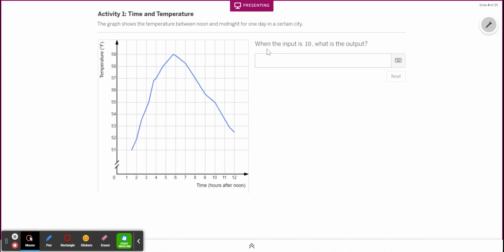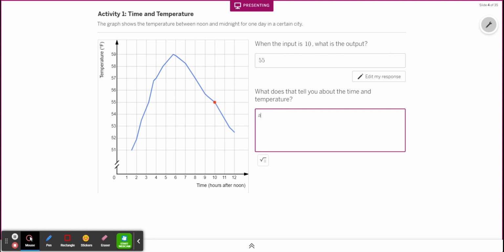Okay, when is the input 10? What is the output? So remember, the input is hours. And what is our output? Well, what's the temperature, 55 degrees? Or you just put in 55. What does that tell you about the time and the temperature? Well, that tells me at 10 p.m., the temperature is 55 degrees. You're just basically restating what the graph is showing for that ordered pair.